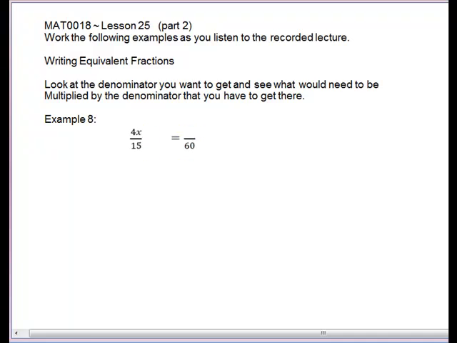Let's look at one more example. We have 4x over 15. We want an equivalent fraction with a denominator of 60. So you just divide if you get stuck. 15 goes into 60 4 times. So you're missing a factor of 4. Do the same to the numerator and then multiply out the numerators. 4x times 4 gives us 16x.